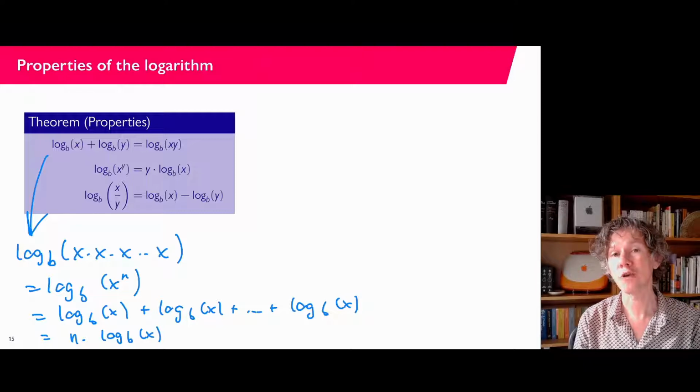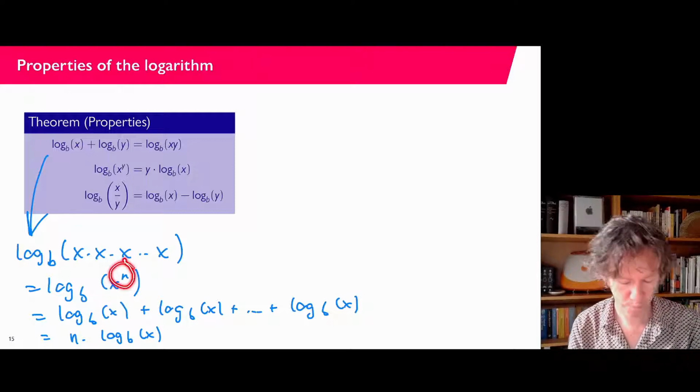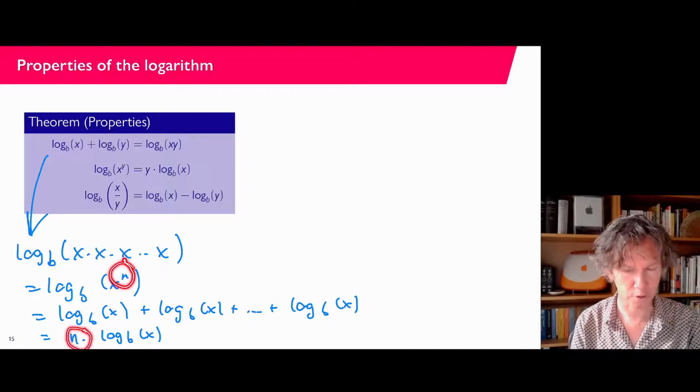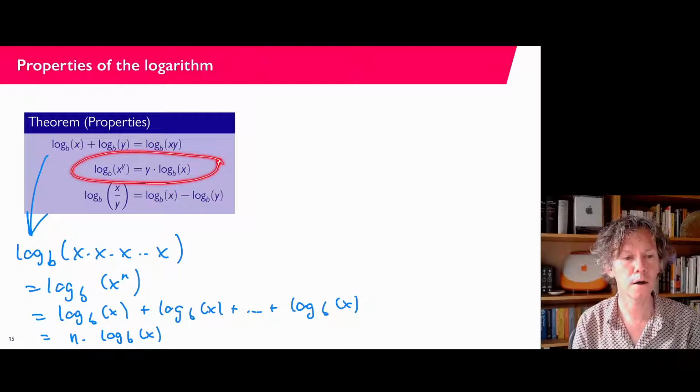So what you can do apparently is, if you have a power n inside the logarithm, you can write it in front of the logarithm. So an exponent in the argument, you can put it in front of the logarithm. And that is the second line here. So if you have the log b of x to the power y, you can write it as y times the logarithm of x.